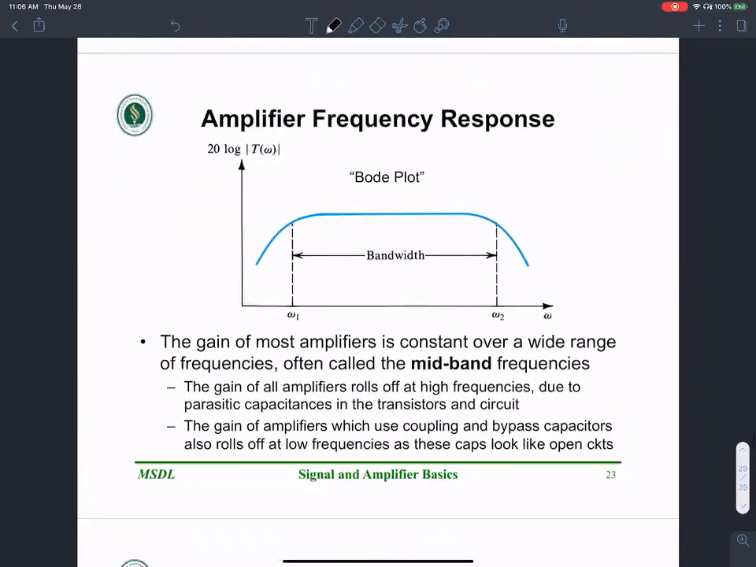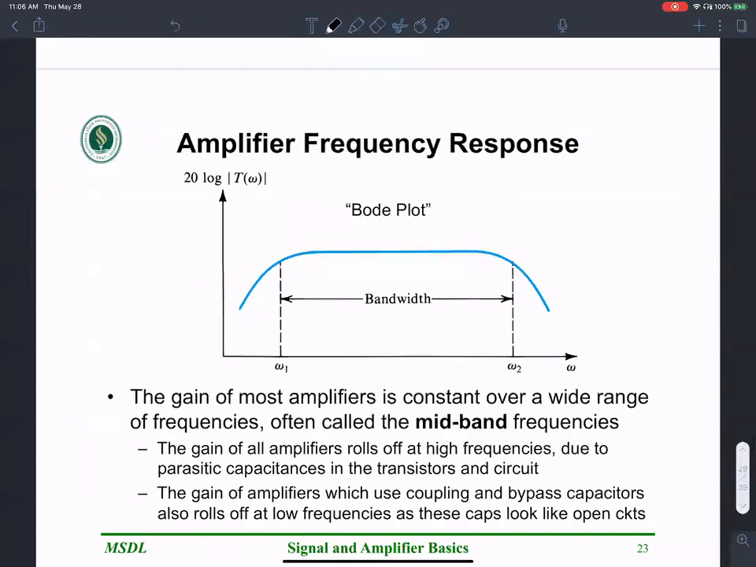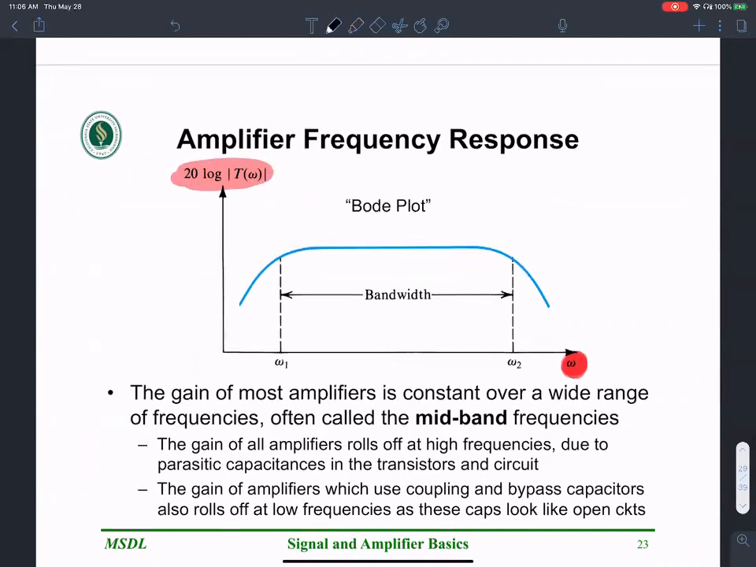Towards that goal, we do what is known as a Bode plot. Only one half of the Bode plot is shown, the magnitude. As you can see, on the x-axis is frequency, and on the y-axis is the logarithmic scale of gain. Let's pay attention to certain things here. For a wide range of frequencies, this amplifier seems to have a constant gain.